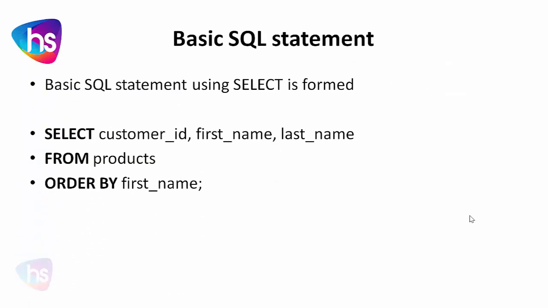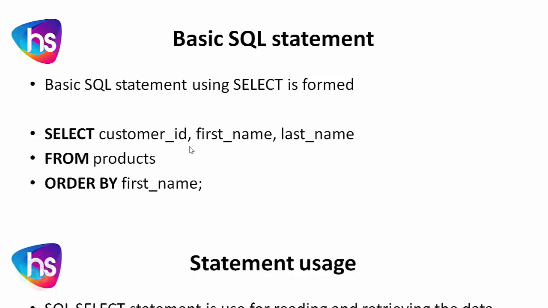A basic SQL statement using SELECT is formed like this. See here, in SELECT, space, customer ID is a column name, space, first name is again a column name, and last name is a column name. FROM products is the table name. We are selecting these columns from the products table. ORDER BY is a clause we use to order the list. It returns the result set ordered by first name, in alphabetical, ascending order, which is the default.